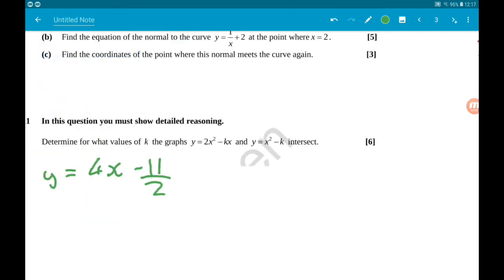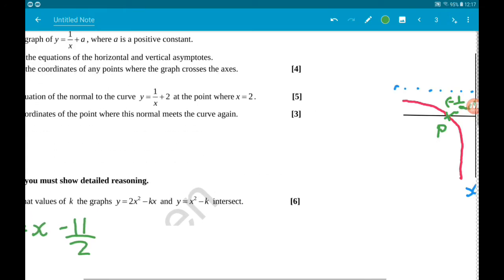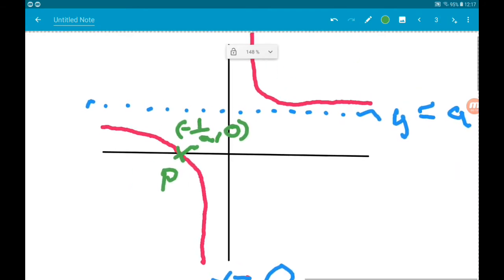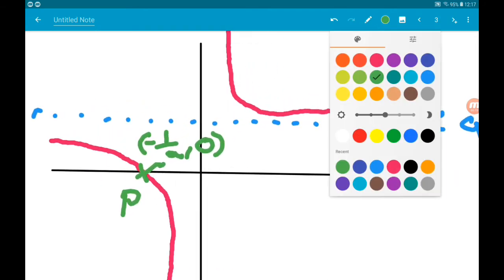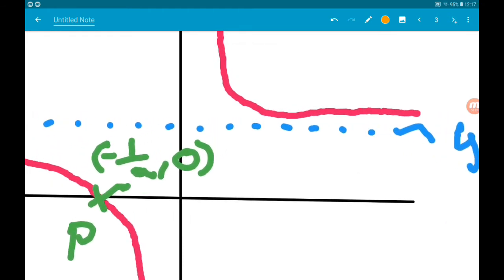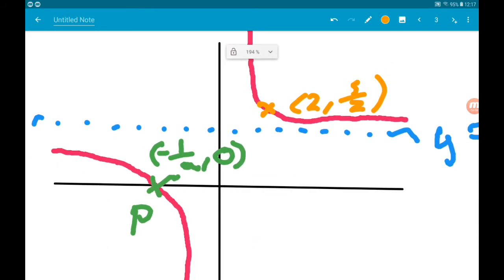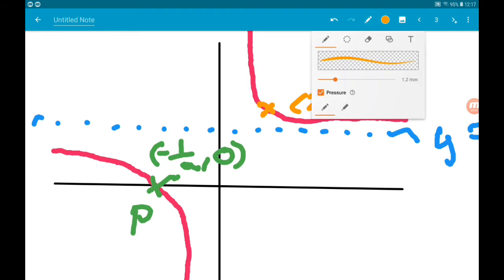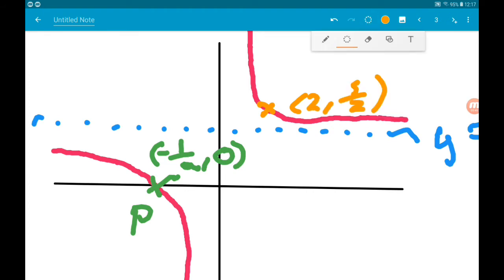Okay, then part C wants us to find the coordinates of the point where this normal meets the curve again. So, let's go back to our sketch briefly, just to try and explain what's going on. So, let's say the point that we just found was (2, 5/2), so let's say it was this point here. Now, we've found the equation of the normal to the curve at that point.